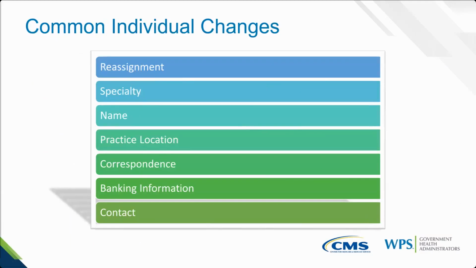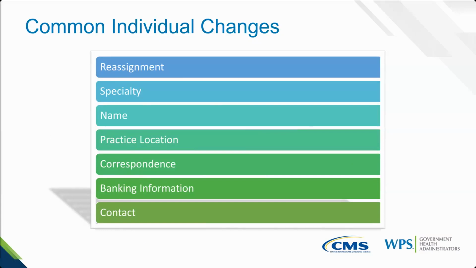So common changes that'll be made to individual enrollment. Certainly this is not an all-inclusive list, but these are the most common. First and foremost is probably reassignment. Providers are joining new groups. They're maybe leaving a previous employer. Maybe they were only going to be there for 6 months, what have you. But reassignment is one of the most common changes that can be done in PECOS and on the paper 855I.